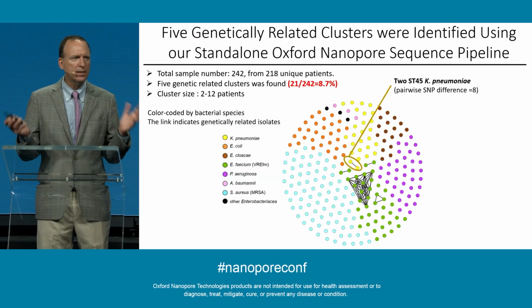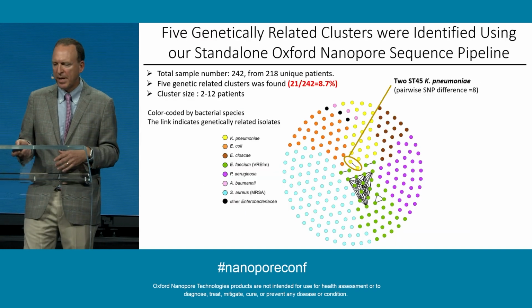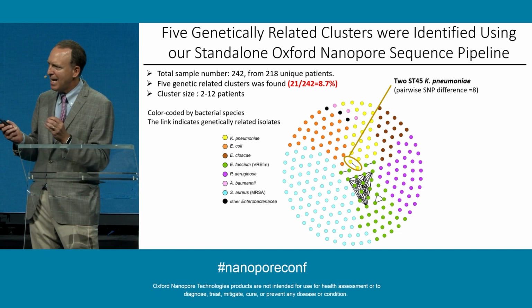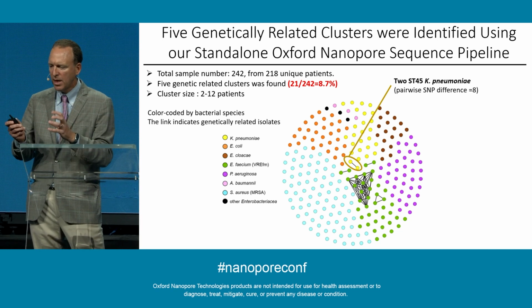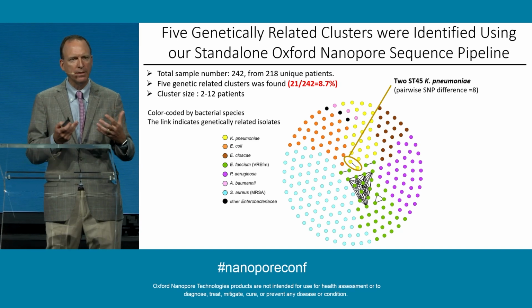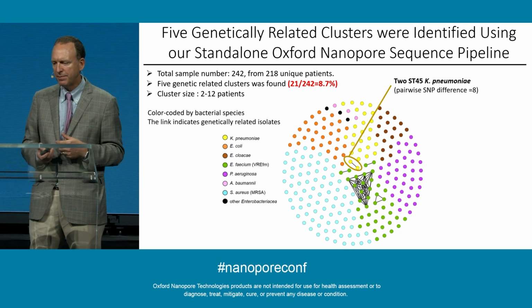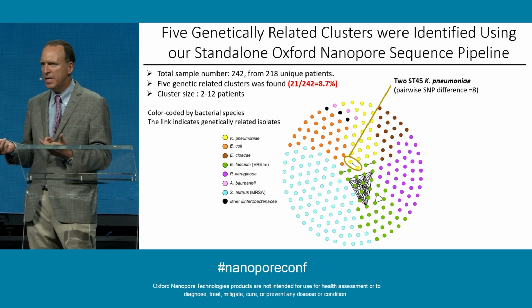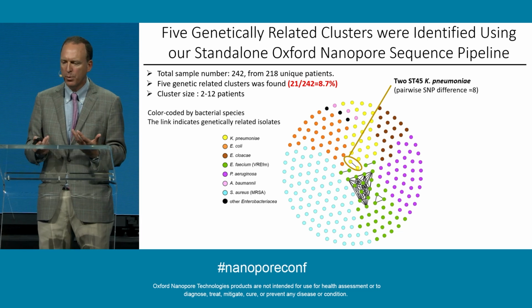Okay, so this is the data in terms of transmission. Basically what I'm showing here is a circle. Each slot represents one strain, not how closely they're related, but just what the color is. When they're linked by a line, that means they met both of our criteria, both the sensitive criteria and the specific criteria. So we had 242 isolates from 218 unique patients, so a patient could contribute more than one isolate.